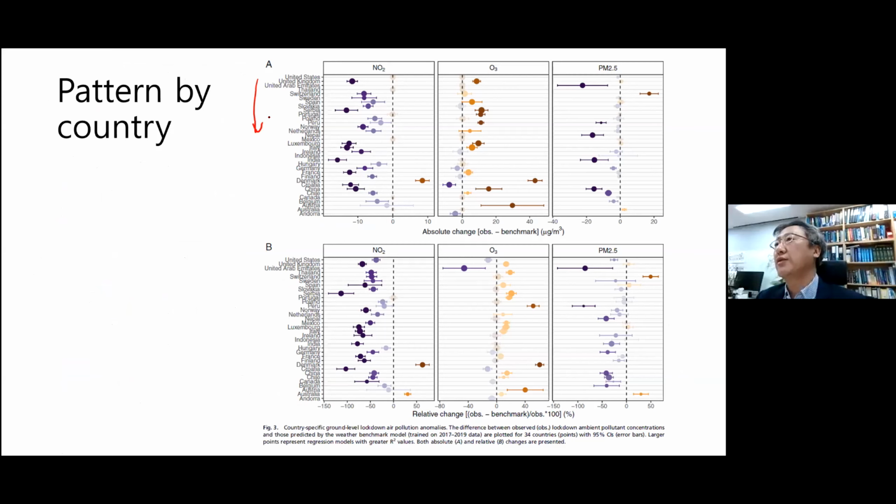by place, actually. In NO2, in most of the places we observe a reduction, with a few exceptions, and PM2.5 here again. So the general trend is as I said, but there are a few exceptions also. We always try to understand why the patterns are different between cities.